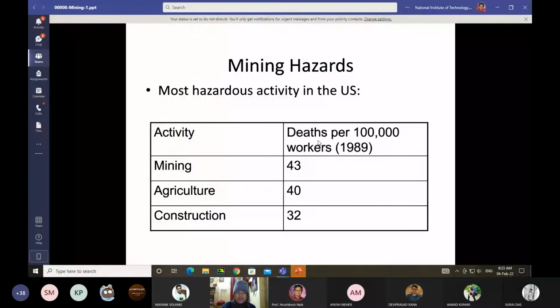Mining has 43 deaths per 1 lakh people, agriculture 40, construction 32. So therefore mining is considered a hazardous profession.